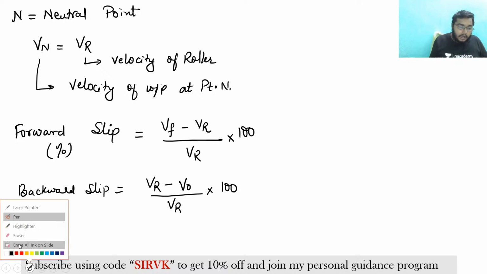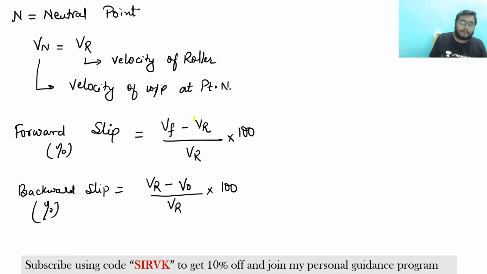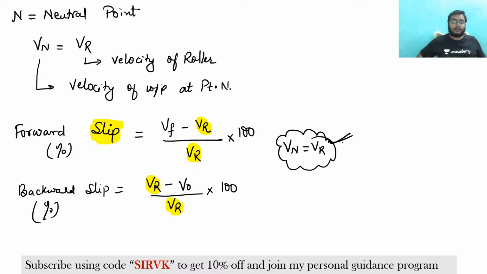So how can you remember this formula? Just remember that always and always whenever we are calculating the slip, we always calculate with respect to the roller velocity. And how exactly are we getting the roller velocity? Because Vn is equal to Vr. Okay, Vn is equal to Vr. Fine.